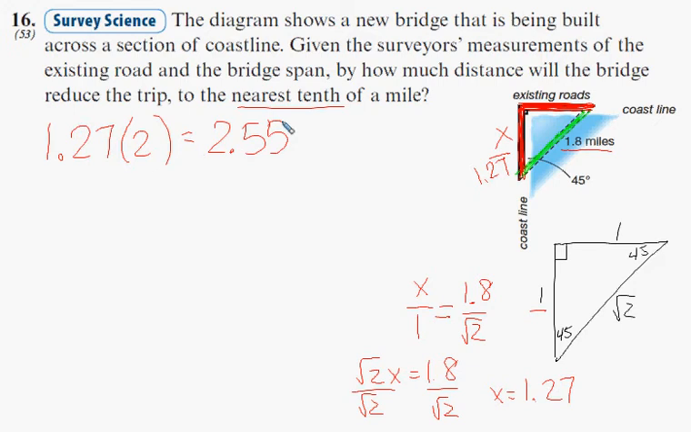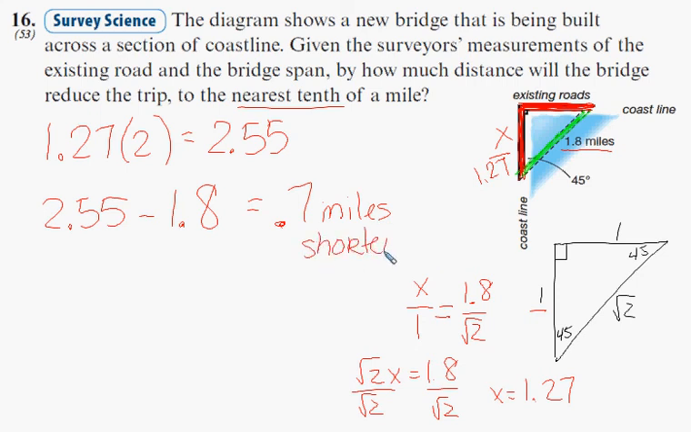So how much shorter is the distance? Well, the 2.55 minus 1.8. Okay? So you should get 0.7 miles shorter. Okay? I hope that was easy to understand.